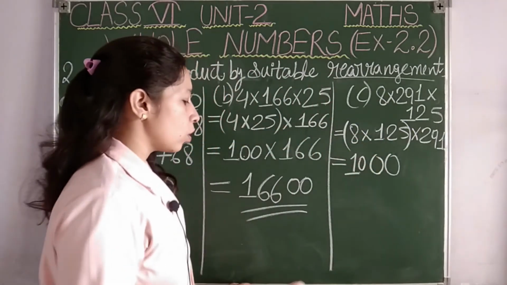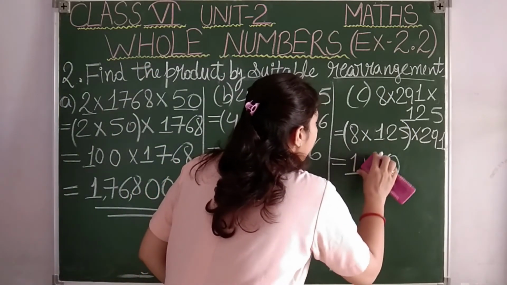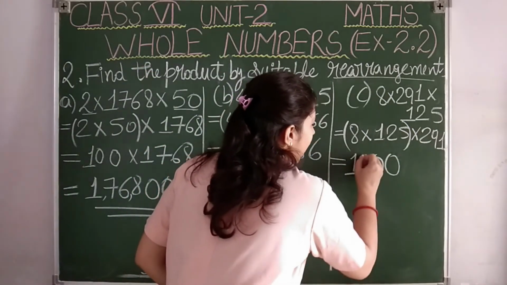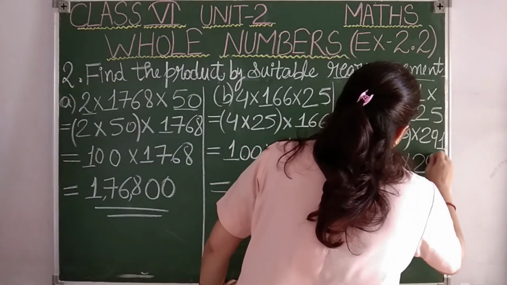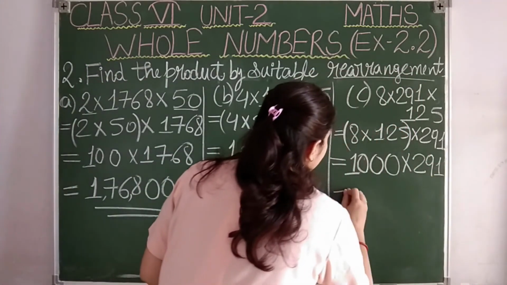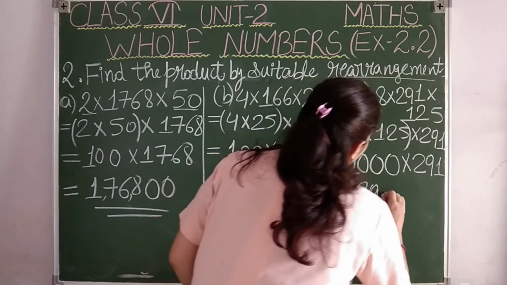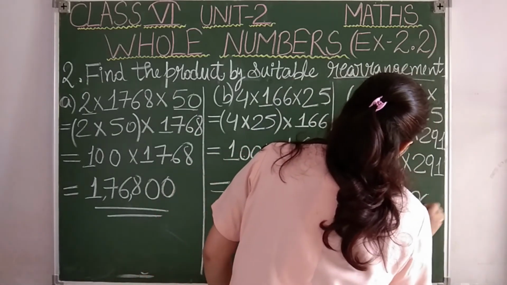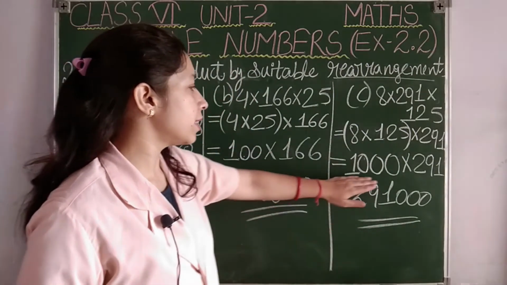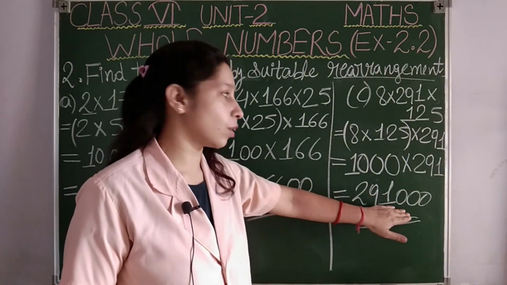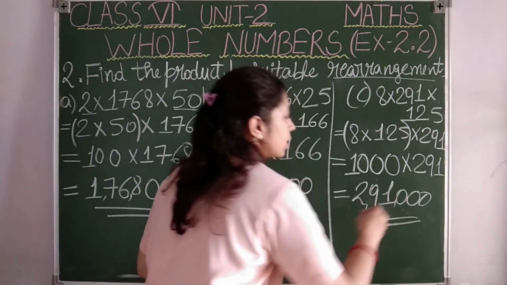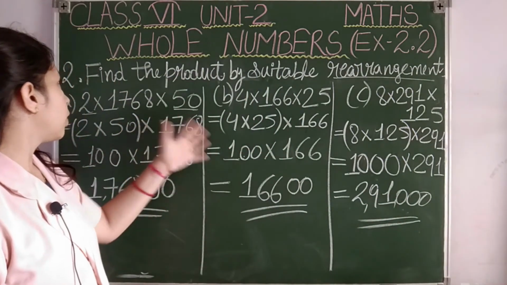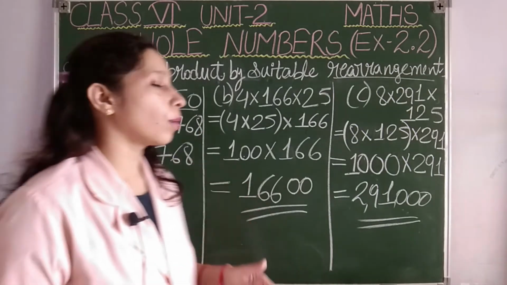See students, you can also remember it like this: 125 into 8 will give you 1000. 1000 into 291, now we can simply write 291,000. Isn't it students? 3 zeros at the end, in the product also 3 zeros. So these are the 3 points from your question number 2.